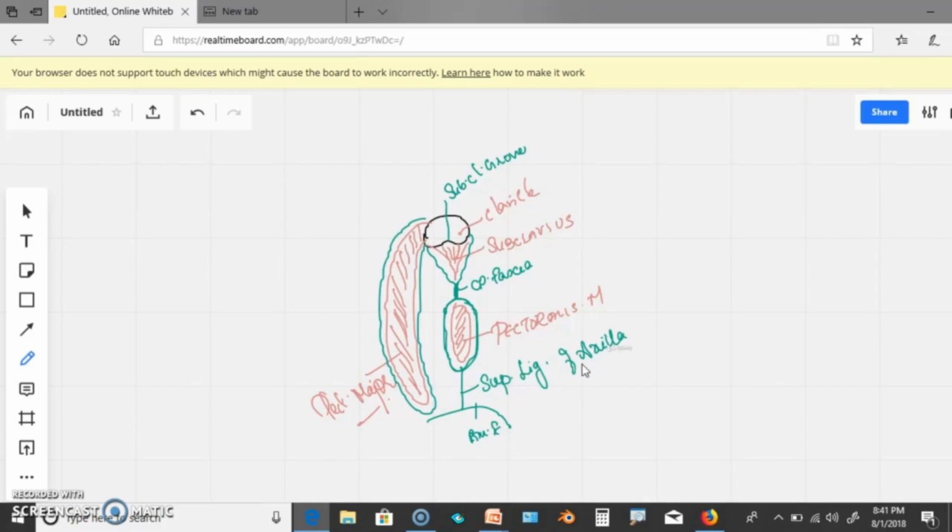And I think you people will be clear with this pectoral region, where we have dealt with all the muscles and the clavipectoral fascia, which is very important for your exam purpose.